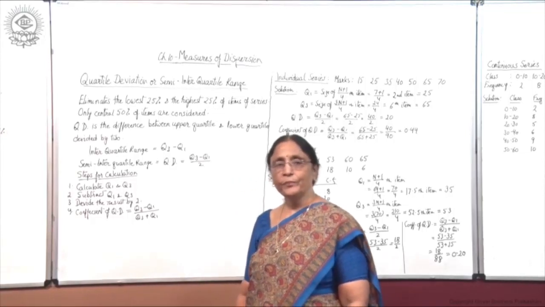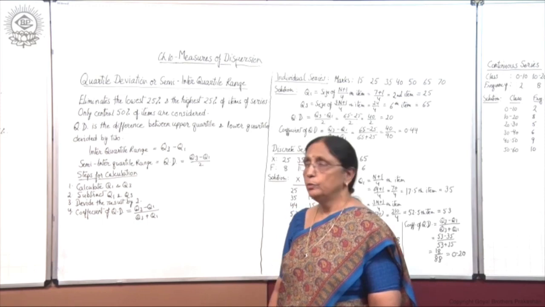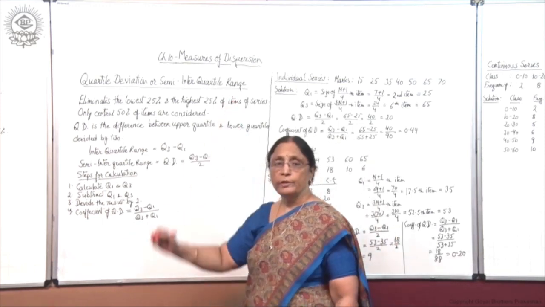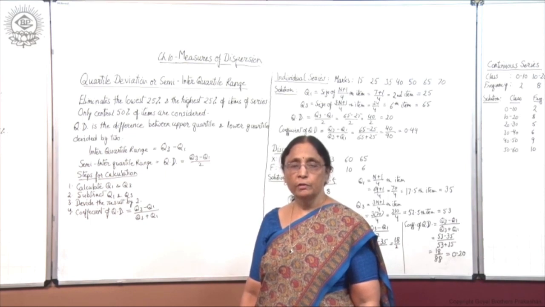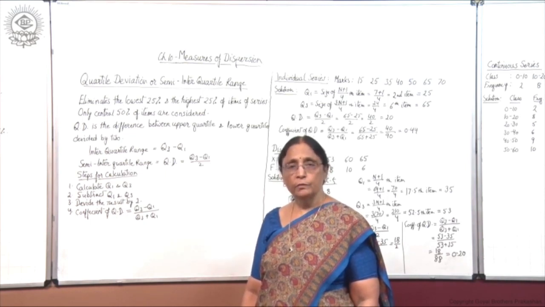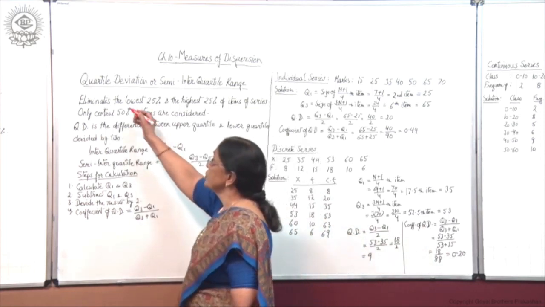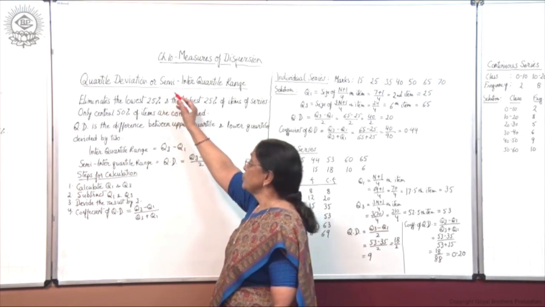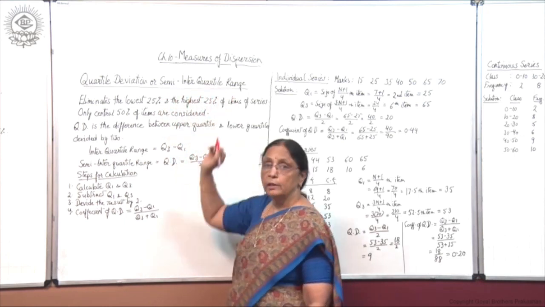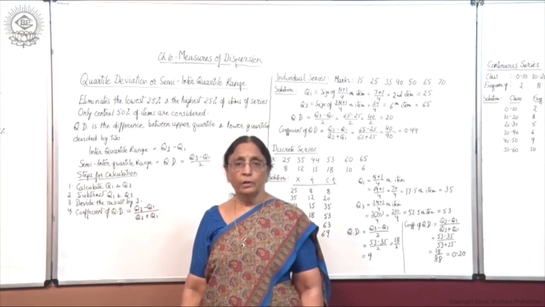Hello children, today I am going to discuss with you another measure of dispersion. This is the second measure of dispersion. First was range, which you have already understood. Now we come to the second measure of dispersion, that is quartile deviation, also known as semi-interquartile range.